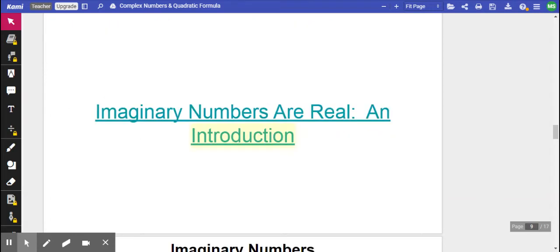For those of you in class, watch this video. I will post a link for this video as well, and you can check that out for yourselves. It goes into an explanation of that x squared plus 1 equals 0 equation and what we just talked about.